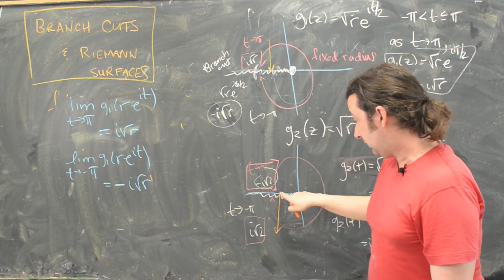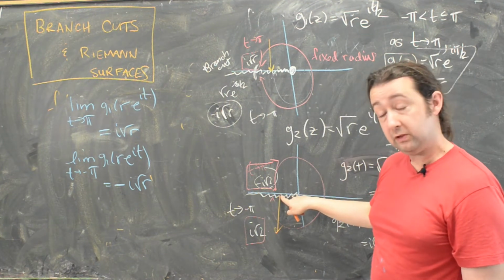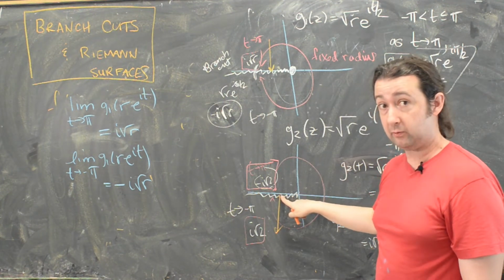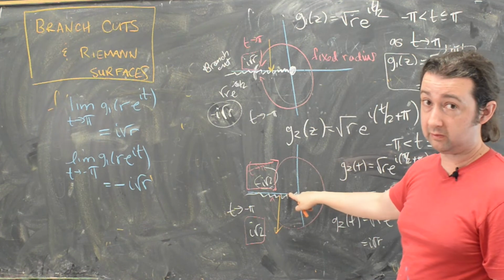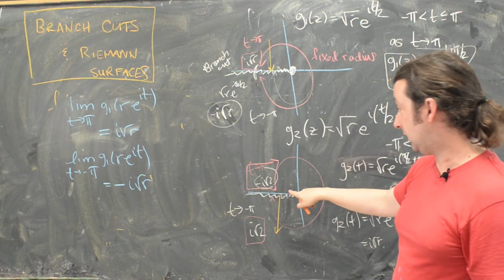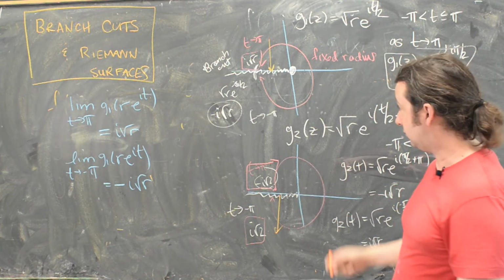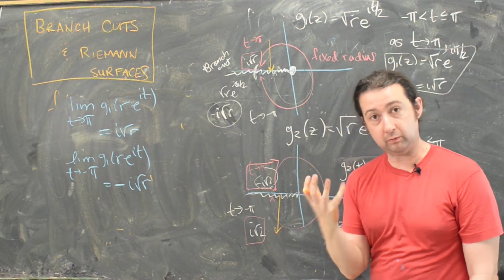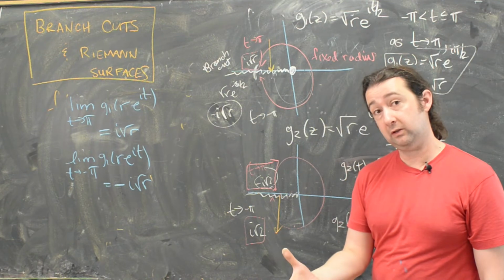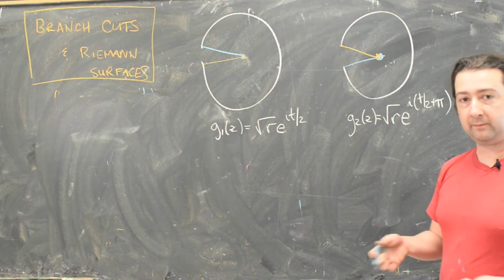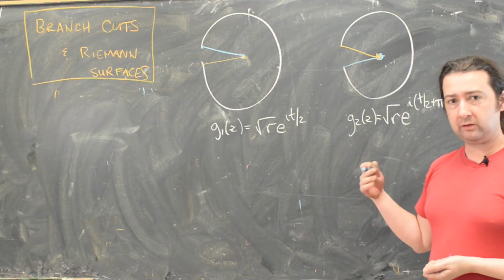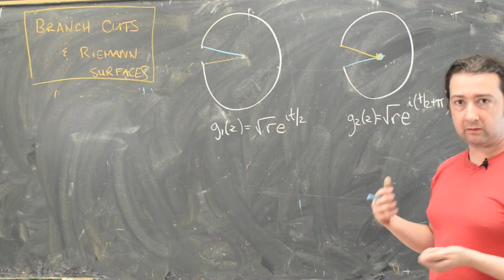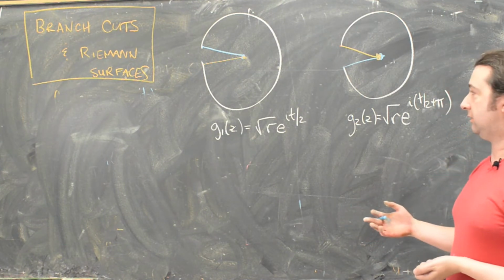This point and that point match. These functions have continuous behavior at that point if I think about both definitions at the same time. And so the idea of a Riemann surface is to try to come up with a way of writing the domains of these two functions so that I can think about them as one function that's actually continuous at the branch cut.